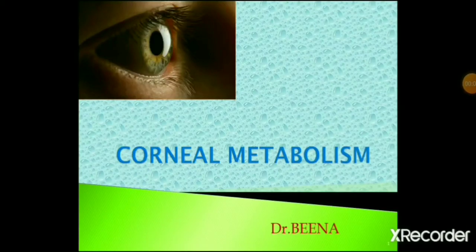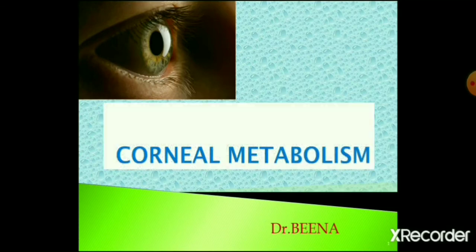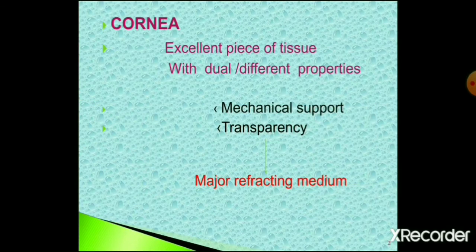Today's topic of discussion is corneal metabolism. The cornea is an excellent piece of tissue with dual properties: mechanical support and transparency. So it has the important property of maintaining mechanical support for the eye and also transparency. And it is a major refractive medium.